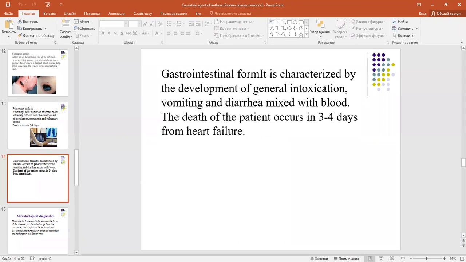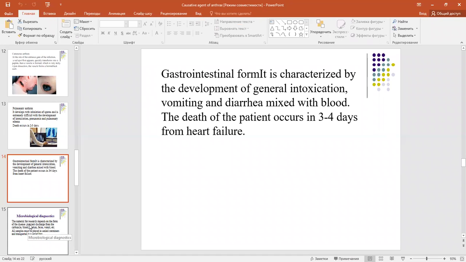So it is characterized by the development of general intoxication, vomiting with blood, and diarrhea with blood. And the death of the patient occurs in 3-4 days from heart failure. It is not possible to save the life of the patient if they have the gastrointestinal form of anthrax, very severe.